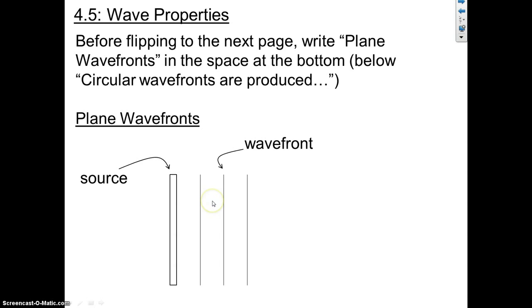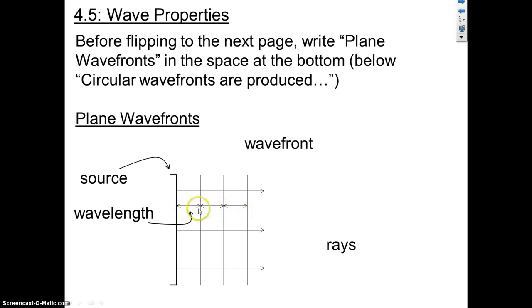Each of those ripples is a wavefront. So each of these lines shows where the crests are located. I take a snapshot after 3 crests have had time to spread out. We could draw the rays, of course, and the rays show that this wave is moving out to the right. And then, again, we have the wavelength, which is the distance between 2 crests. So make sure these are all in your picture.